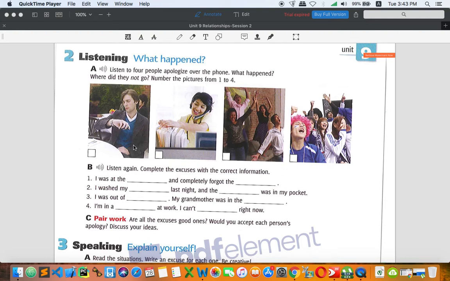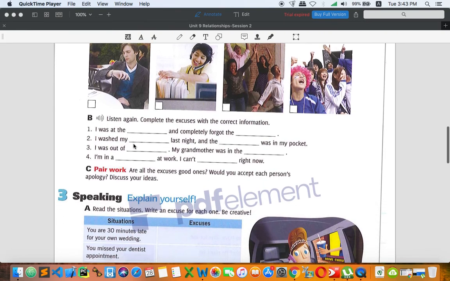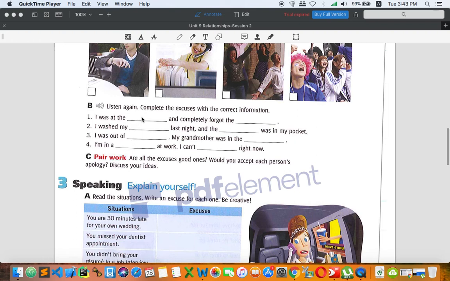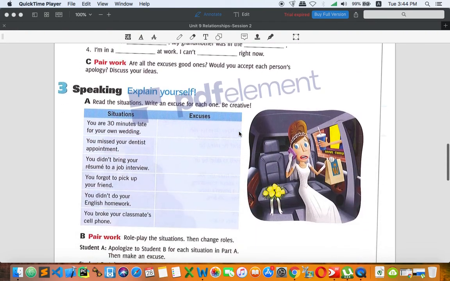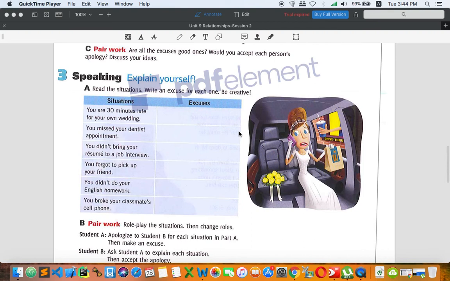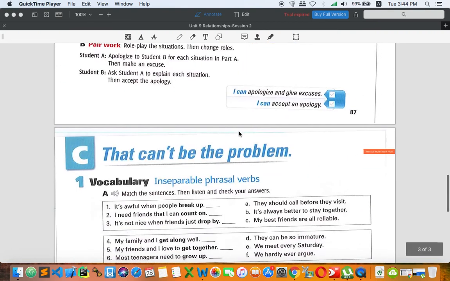After you finish part A, please go to part B. You can listen again, or if you remember, that's okay. But if you don't, you can listen once again and complete the excuses with the correct information. There are 4 items, so there are 4 pictures right here. You need to listen and fill in the correct information. We will check later, don't worry about that as well. And number 3, of course I cannot go because it's about speaking, so I decided to ignore that.